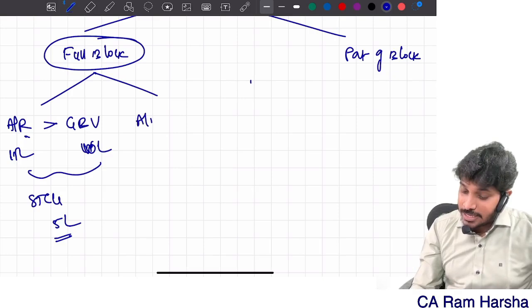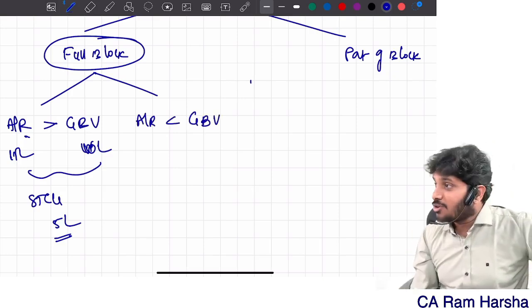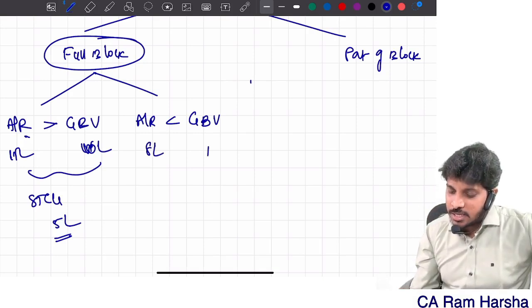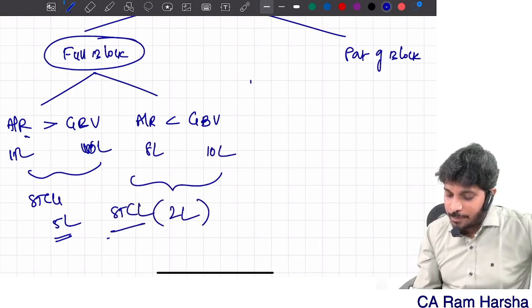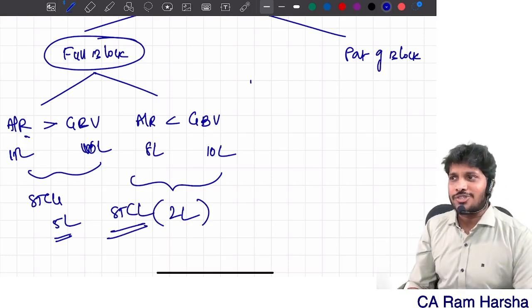Now, the amount I received is less than the gross block value. Amount received is 8 lakhs, gross block value 10 lakhs. Balance is 2 lakhs, loss. Short-term capital loss. What is it treated as? Short-term capital loss. Understood? Until now, easy or not?